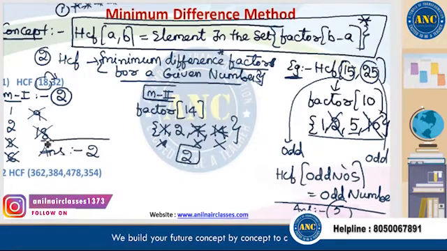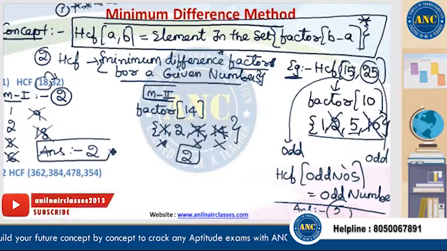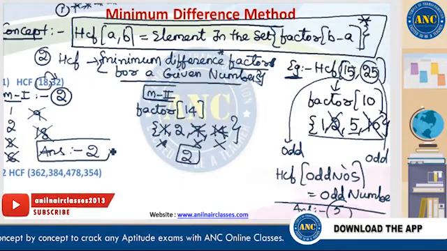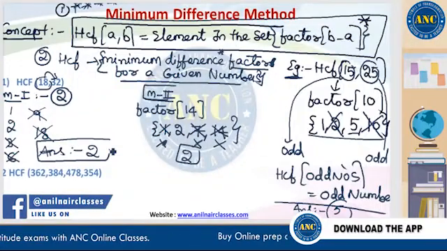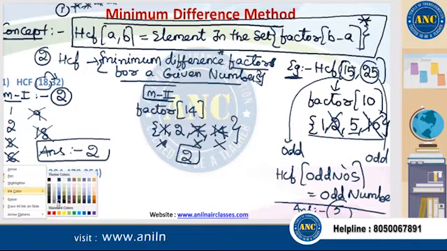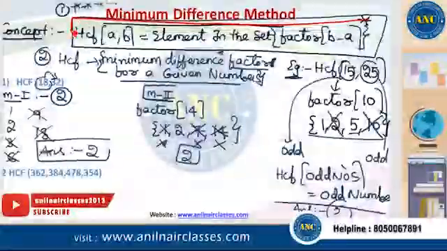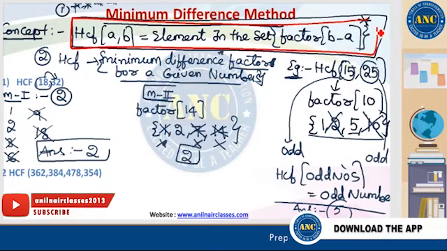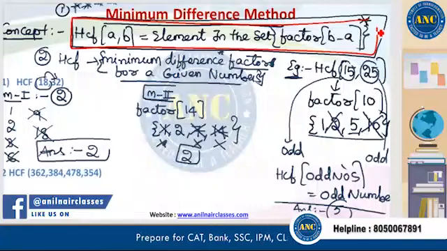Are you all with me? Both the methods have given the same answer. The HCF of any two numbers, 1 is an HCF of any two numbers. The answer is an element in the set of factors of B minus A.